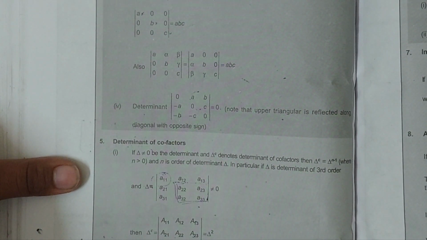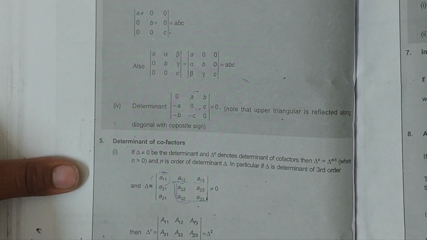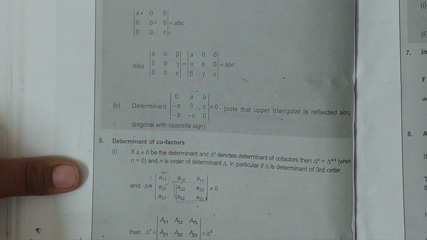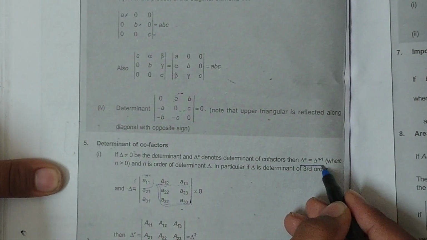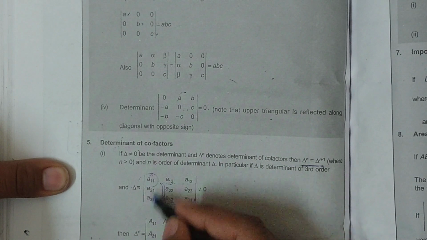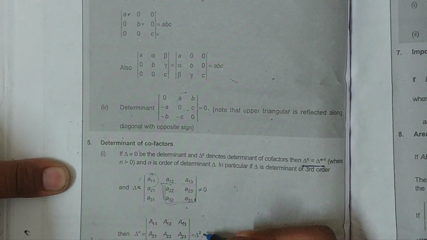If delta was 0, then the determinant of its cofactor is also 0. That's what it is saying. This is basically the formula. It was 3 by 3, that's why it was squared.